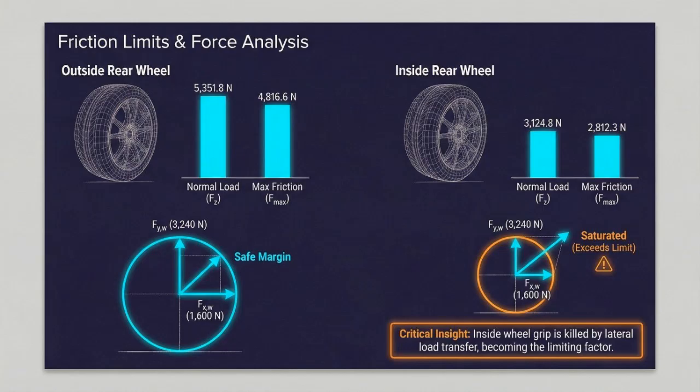The maximum friction force at each rear wheel is calculated as Fmax equals mu multiplied by Fz. For the outside rear wheel, the maximum friction force is 4,816.6 newtons. For the inside rear wheel, it is 2,812.3 newtons. The required longitudinal force at the rear axle is Fx rear equals m multiplied by x, which equals 30,200 newtons. With an open differential, each rear wheel provides Fx wheel equals 1,600 newtons. The lateral force per wheel is Fy wheel equals 6,480 divided by 2, which equals 3,240 newtons.